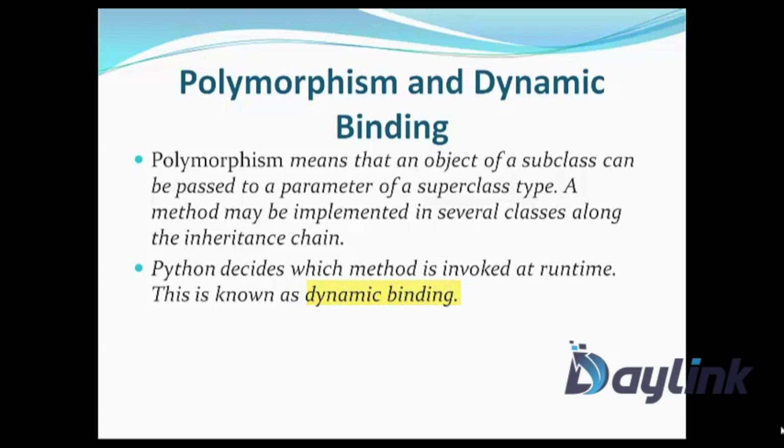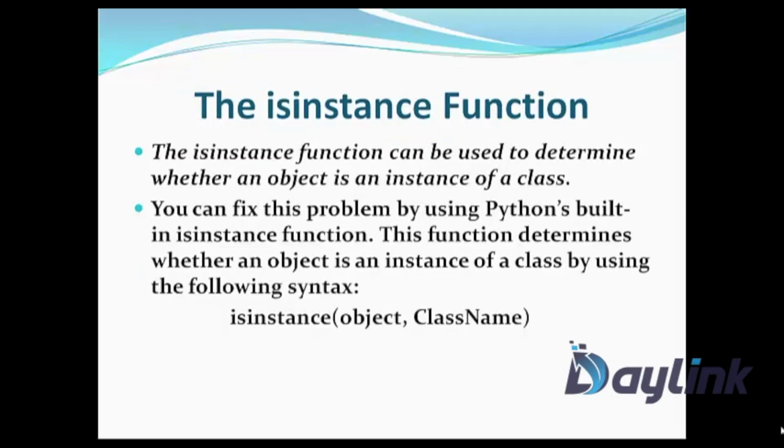You have already used inheritance to model a relationship. We now explore other relationships. Now we see the isinstance function.